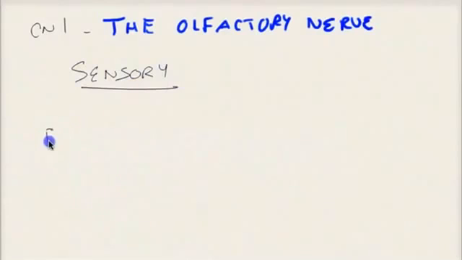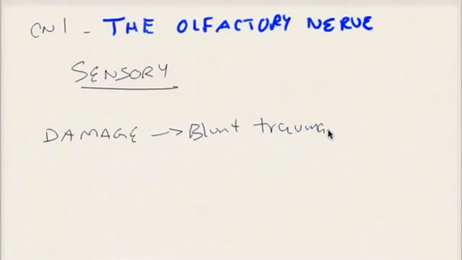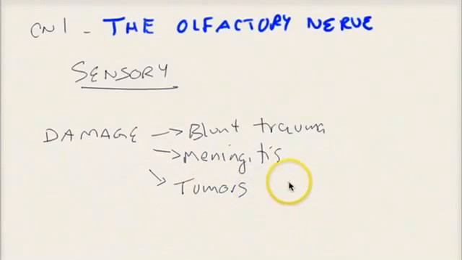Now, damage to the olfactory nerve is very possible. Common causes include things like blunt trauma, so getting hit in the face, smashing your face against something, for example, if you're in a car accident. Cases of meningitis typically can present with a loss of sense of smell as one of the findings. Okay. Also, specific tumors can cause a loss of sense of smell. Tumors that are located specifically in the frontal lobe.